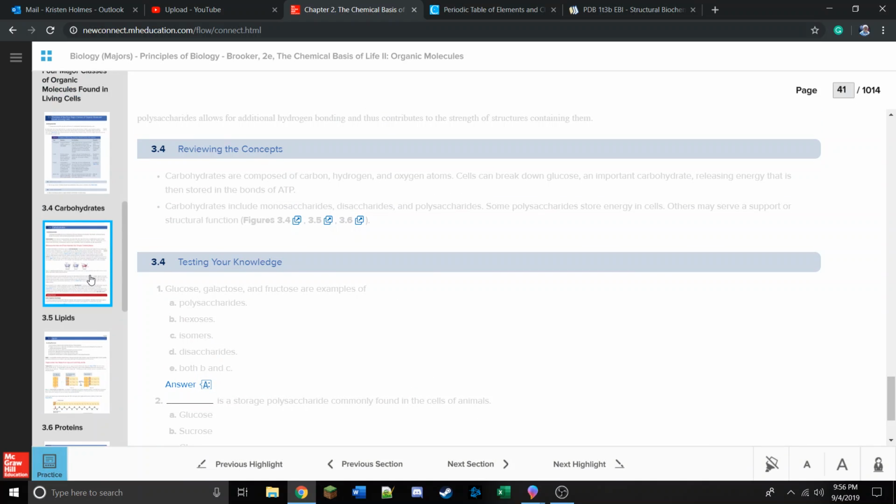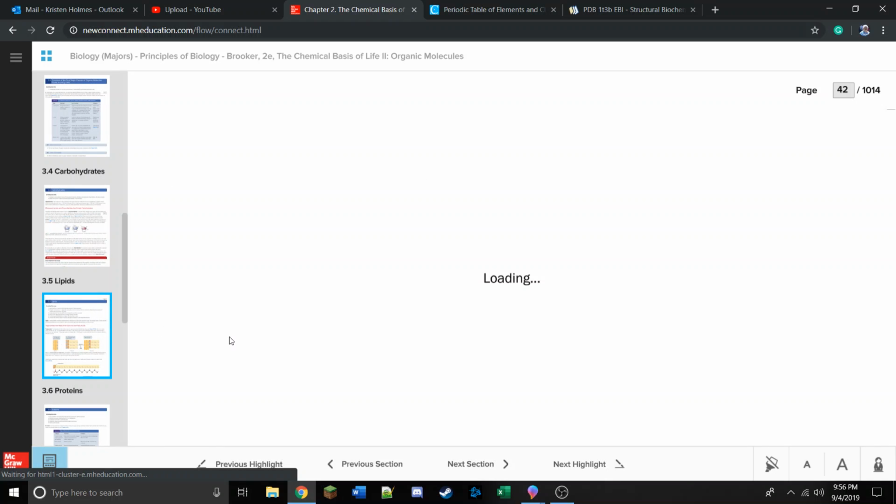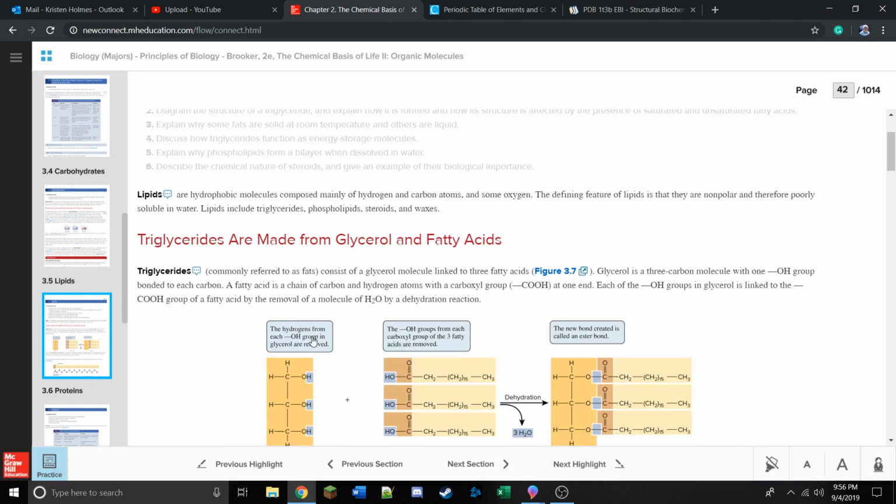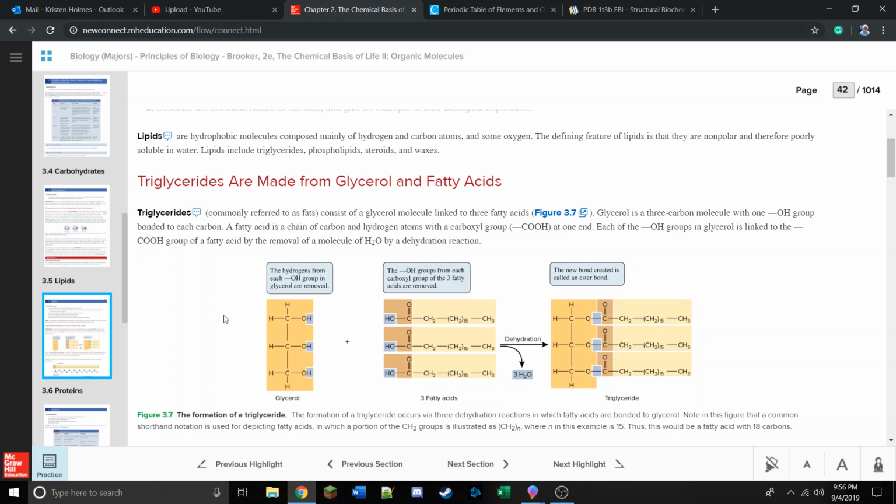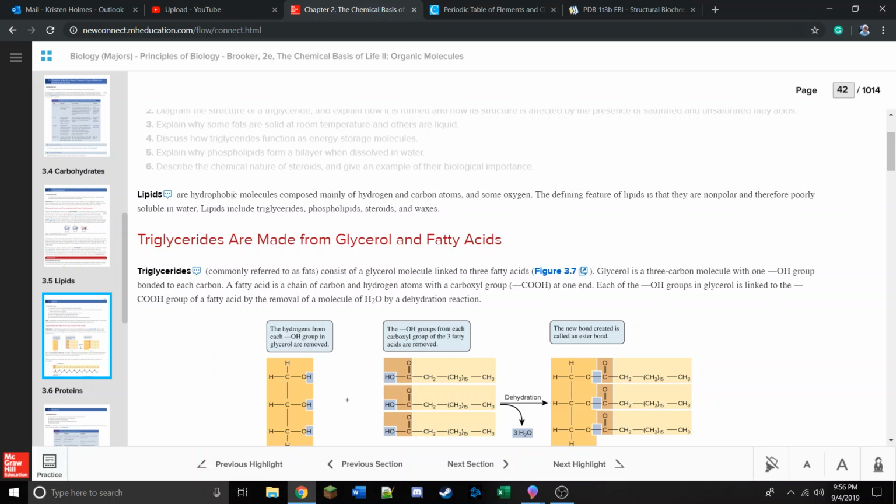So, those are carbohydrates, the sugars, that sort of thing. Next up is lipids. Now, these lovely lipids are hydrophobic, for one thing. They don't like that water. They're nonpolar and don't dissolve in water. There are different kinds of lipids, like triglycerides, which are fats and oils, that sort of thing.